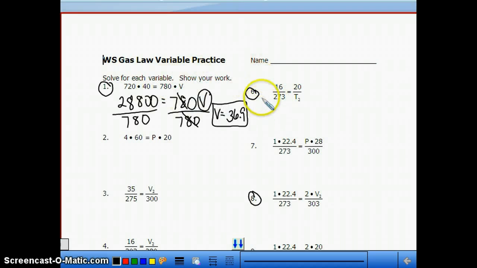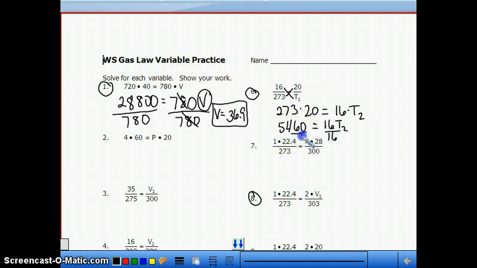Alright, so number 6, we've got two proportions, and here you just cross multiply. So 273 times 20 equals 16 times T2. When you do 273 times 20, you should check this in your calculator, but you should get 5,460 equals 16 T2.